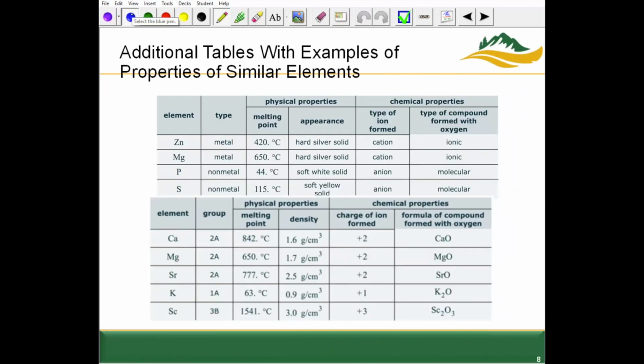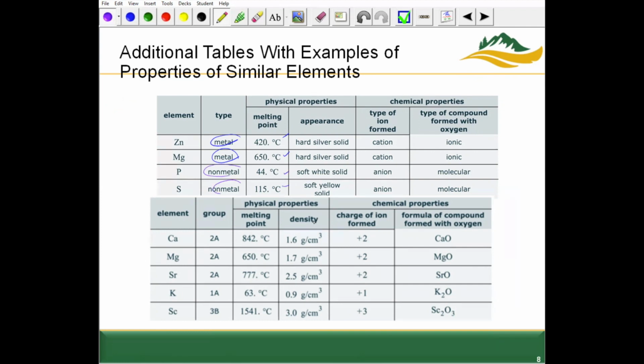So when we recognize that two elements are both metals, an example of how they can have similar properties can be seen here. They both have very high melting points. They're both metals. Similarly, both phosphorus and sulfur are nonmetals. They have lower melting points.